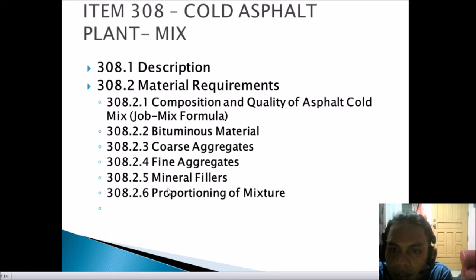The proportioning of mixtures: the percent of bituminous material by mass of the dry aggregate shall be from 4.5 to 7%, which is black asphalt. Use from 6 to 10 mass percentage for emulsified asphalt. The percentage to use shall be fixed by the engineer according to the job mix formula.